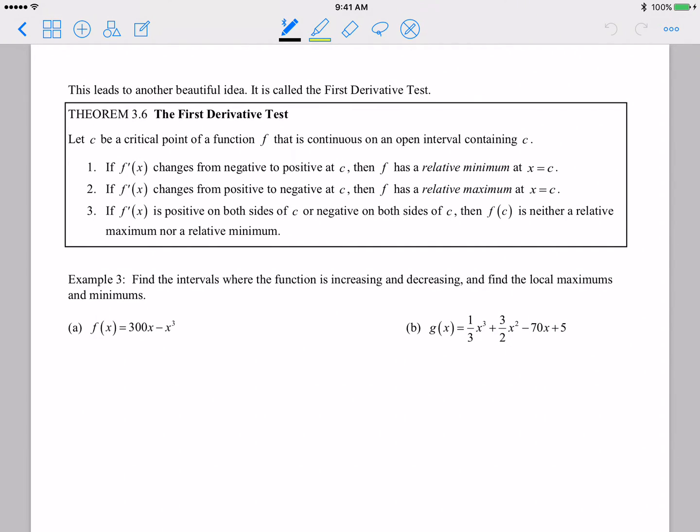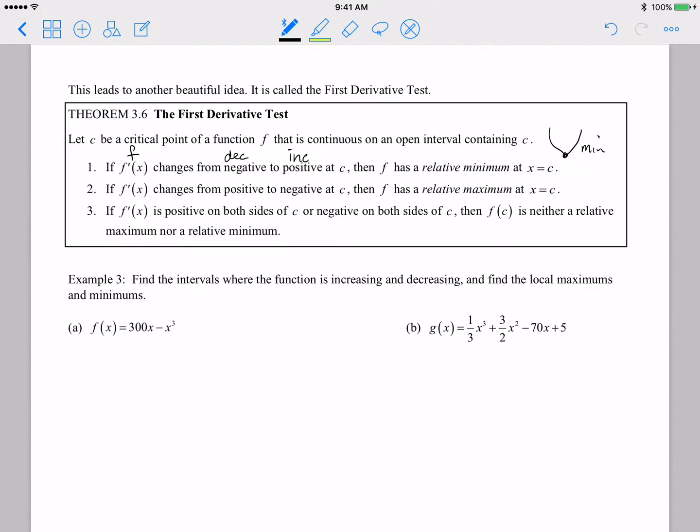Okay, so this leads to another just incredible idea that we get from calculus, and it's called the first derivative test. So let c be a critical point of a function f that is continuous on an open interval that contains that critical point. If f prime of x changes from negative to positive, that means that f changes from decreasing to increasing. And I know that if a function changes from decreasing to increasing, then I'm going to get a relative minimum. Obviously, I drew the wrong thing there, so I'm going to erase that and draw what I meant to draw, which is going from decreasing to increasing, which creates my minimum.